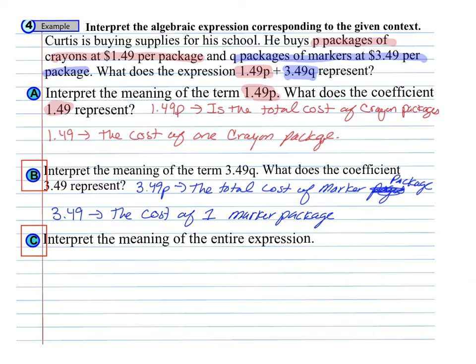And for the last part, they want to know the entire expression. And we know that our entire expression is $1.49 times p plus 3.49q. So they want to know what the meaning of that is. This is the total cost of crayon and marker packages.